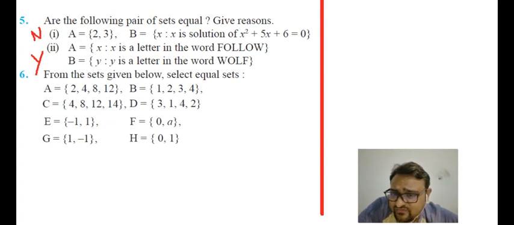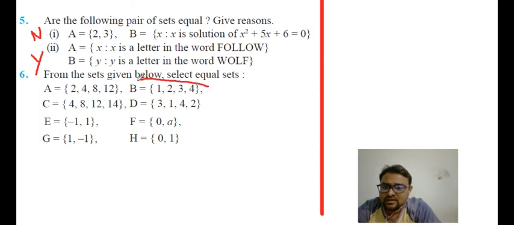Set D is 3, 1, 4, 2. Right, 3 is neither in A nor in C, but 3 is there in B. 1 is there in A, D and B. 4 is also there in D and B, and 2 is also there. So I will select B and D as equal sets.